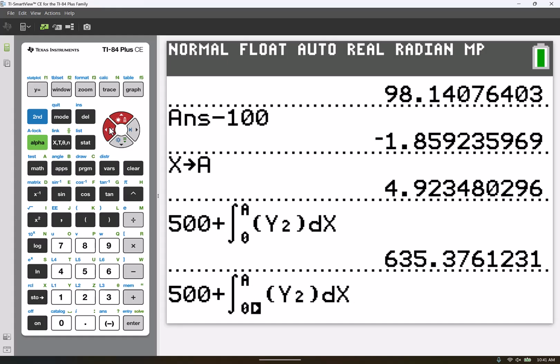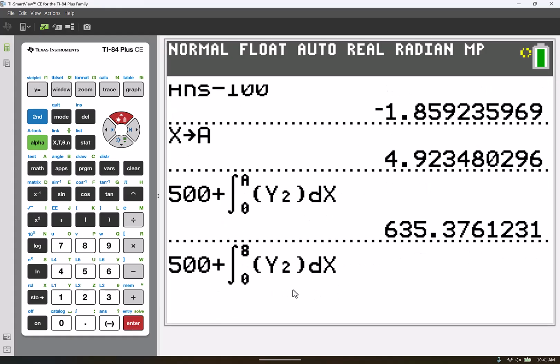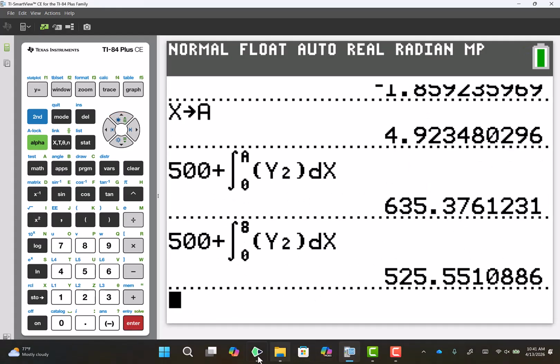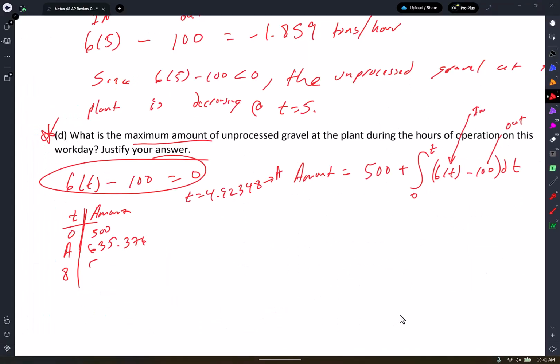Obviously the A1, this is a max one. You just got to show that this is not a max. So here's your evidence. 525.551. Hey, Kyle. These are all tons.